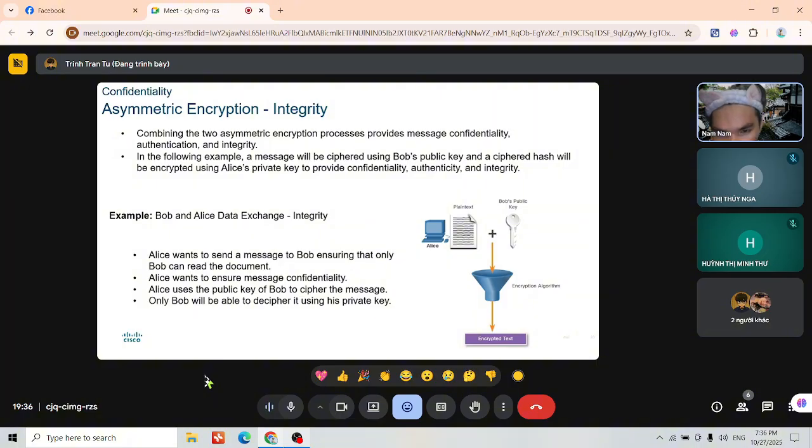Example: Bob and Alice exchange data with integrity. Alice wants to send a message to Bob so that only Bob can read the document. Alice wants to execute message confidentiality. Alice uses the public key of Bob to cipher the message. Only Bob will be able to decipher it using his private key.